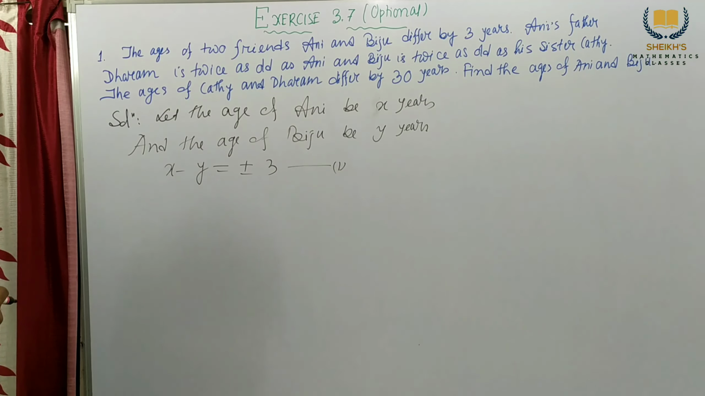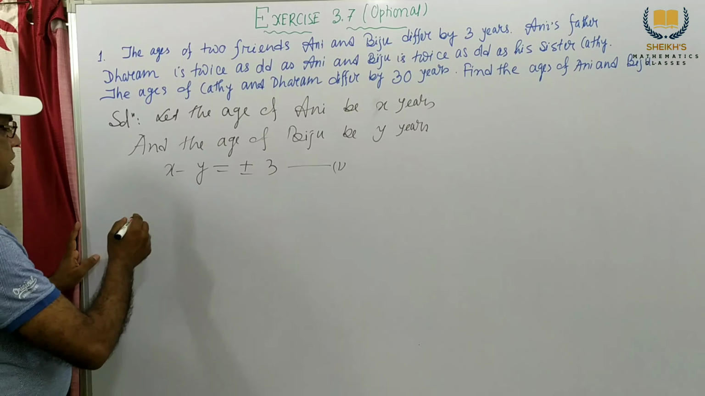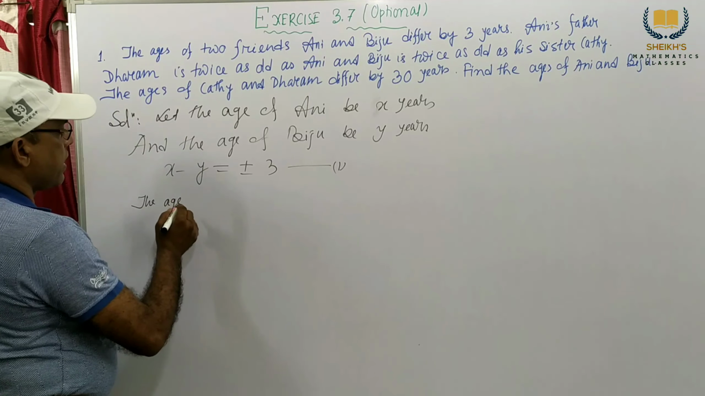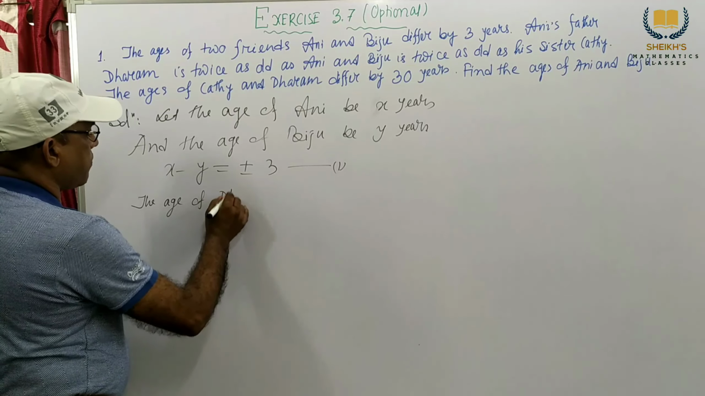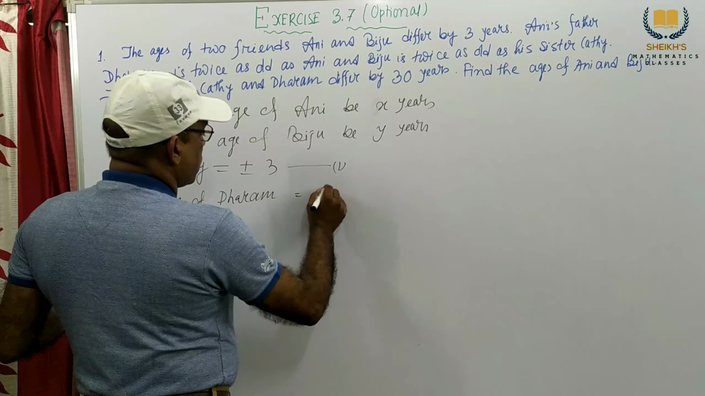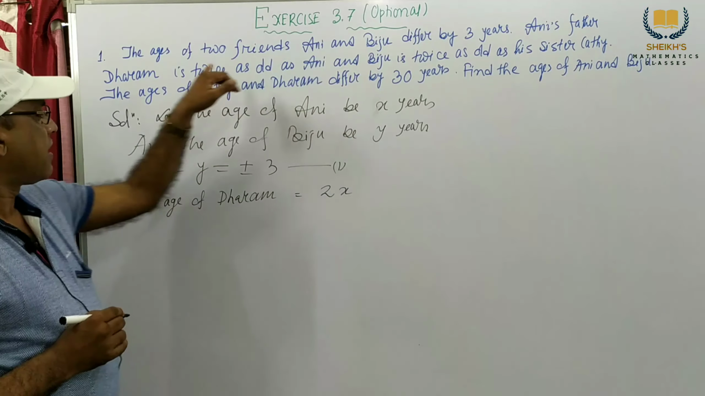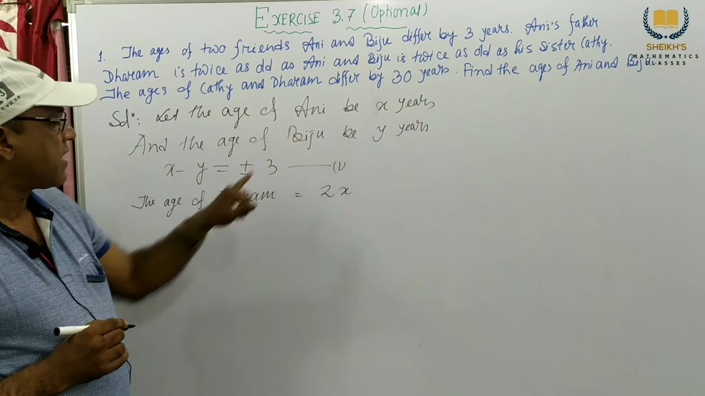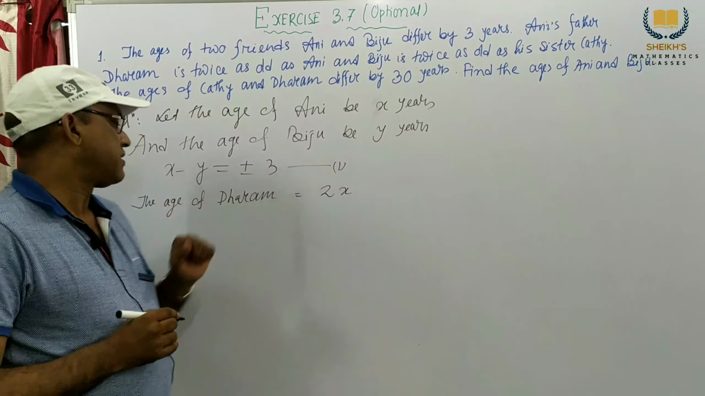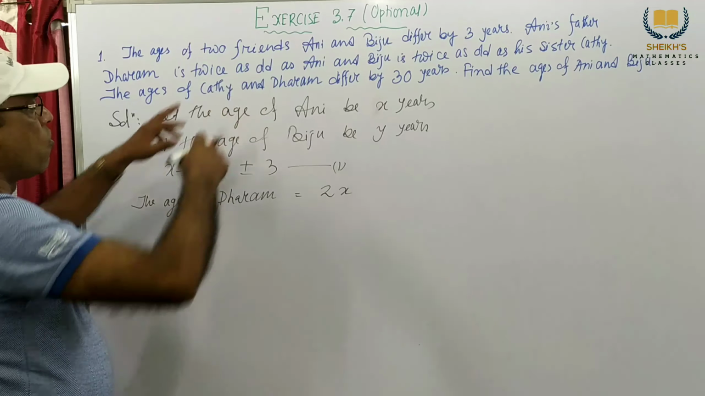Next, Ani's father Dharam is twice as old as Ani. The age of Dharam equal to twice x. Ani is x, then Ani's father Dharam, the age of Dharam is twice x, twice as old as Ani.